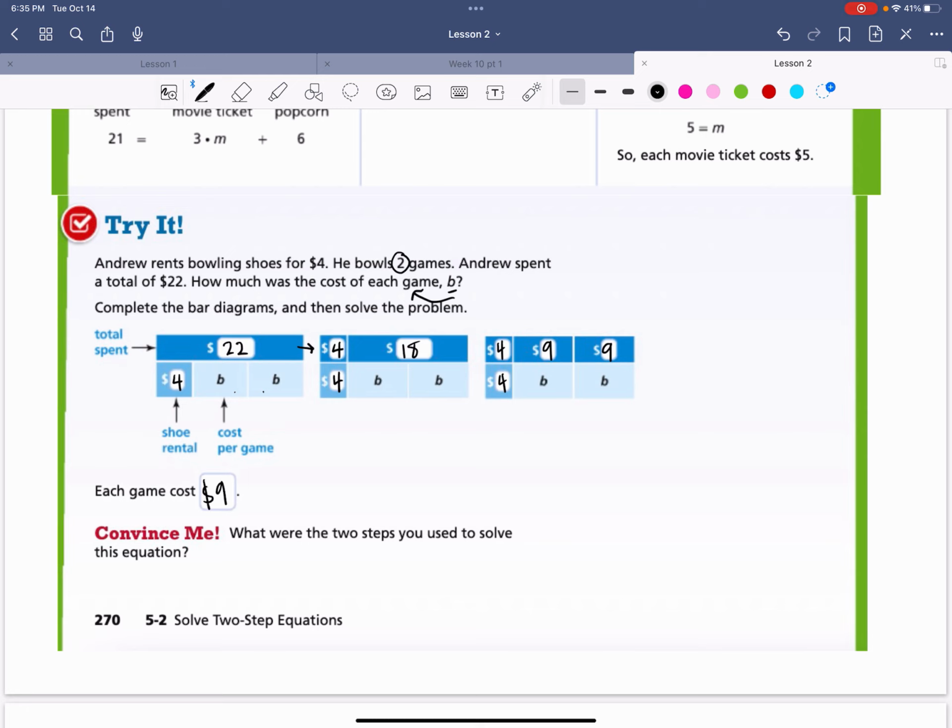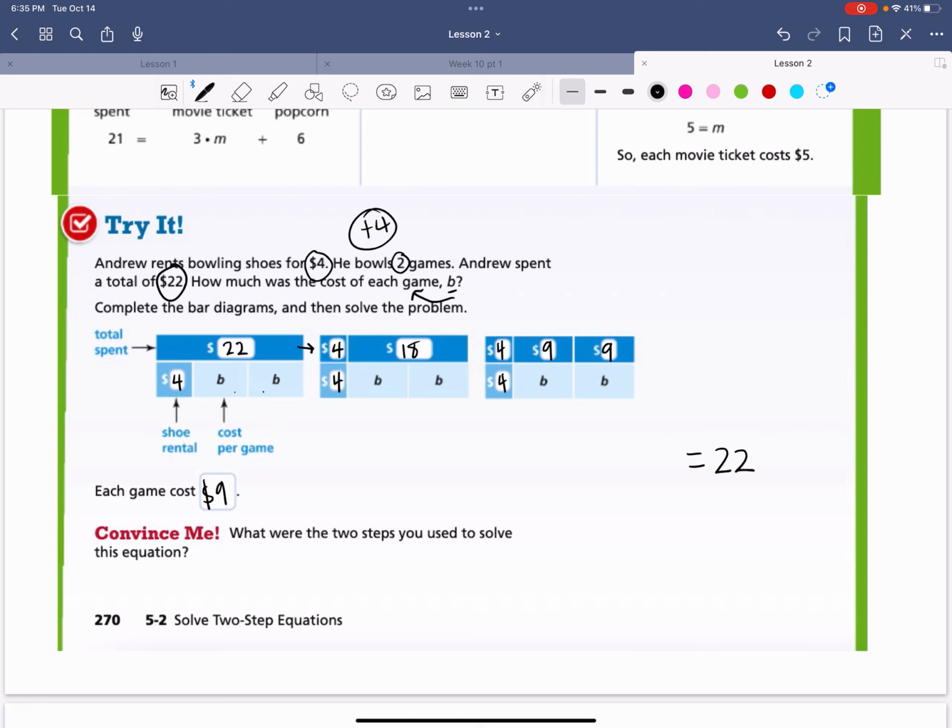We could have also set up an equation, which is what I want to look at. So remember yesterday I told you to always start with your total. So our total was $22. So we set it equal to 22. And then he rents bowling shoes for $4. So that's going to be money he has to pay, so add it on. So we need a plus 4.